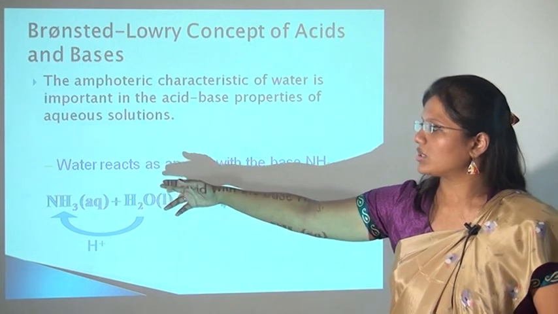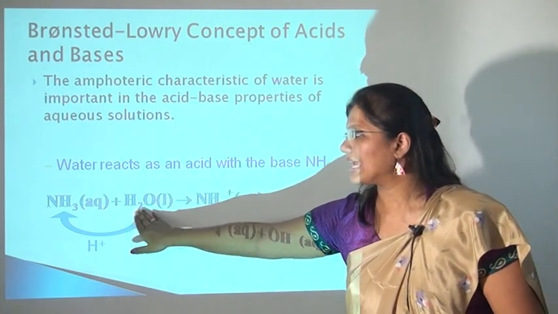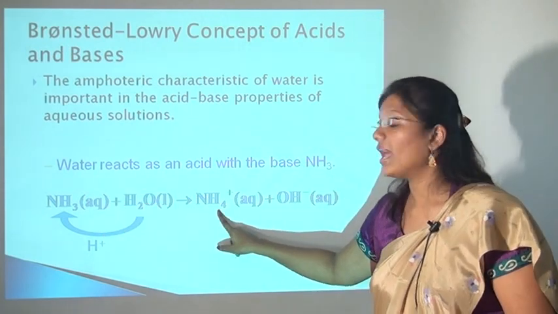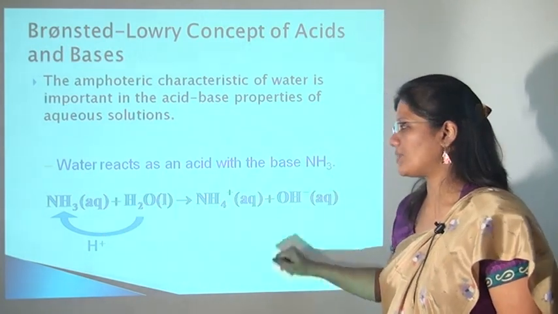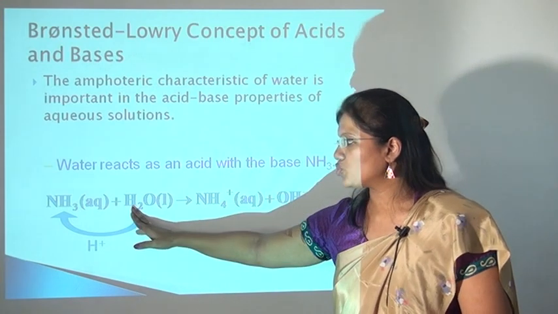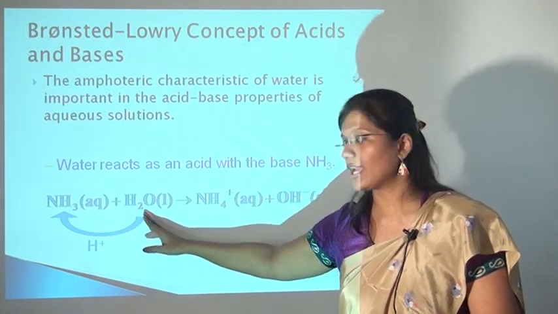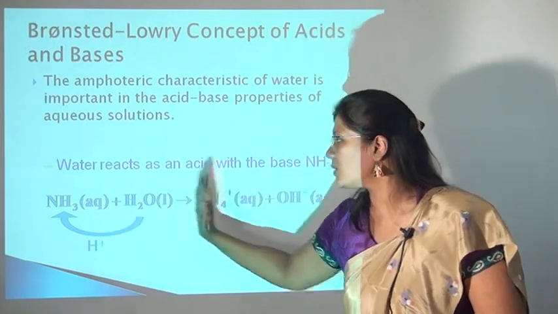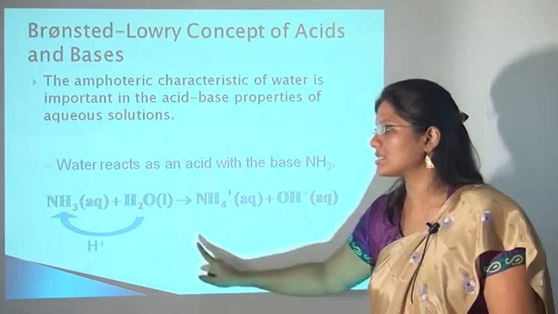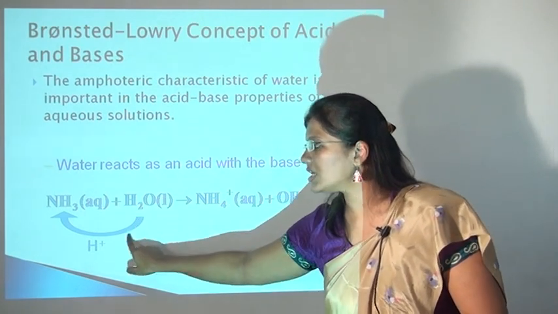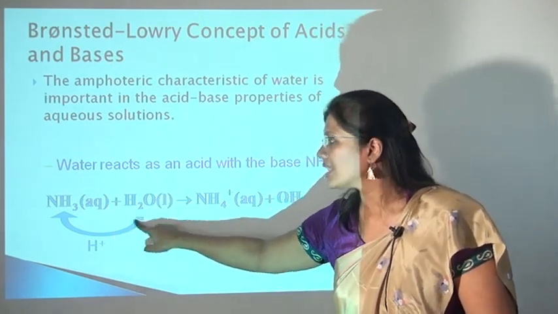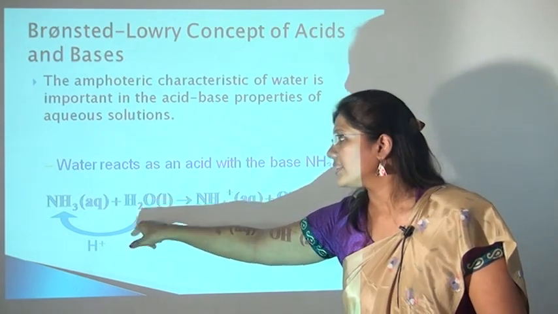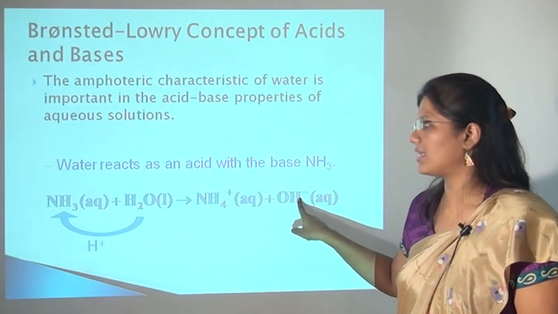So when water is reacted with NH3, H2O plus NH3, it gives you NH4 plus and OH minus. Here you can see that H2O has two ions, H plus and OH minus. So it donates its H plus to NH3, so it becomes NH4 plus and OH minus. Here water donates its proton, and therefore it becomes Lowry-Bronsted acid, and then it becomes OH minus ion.